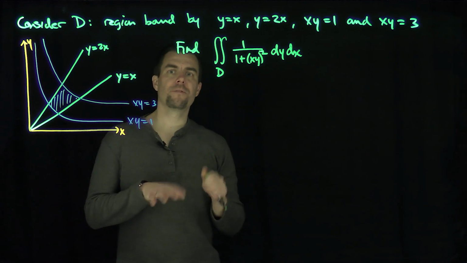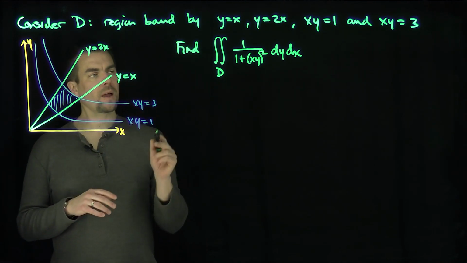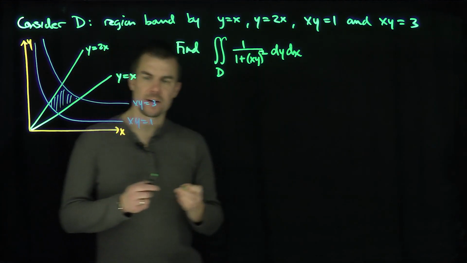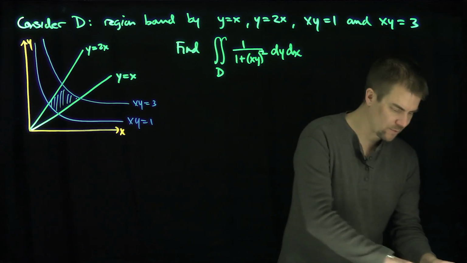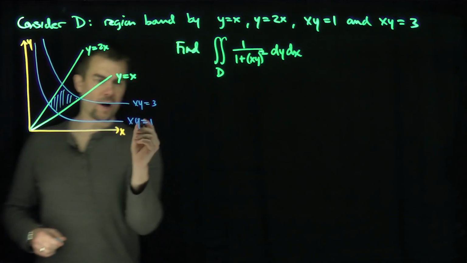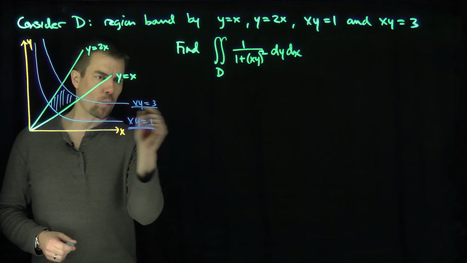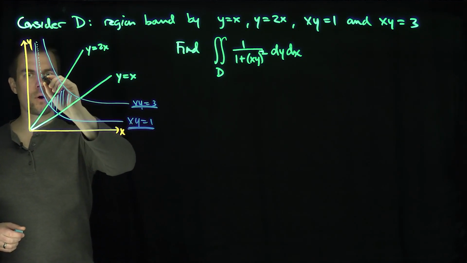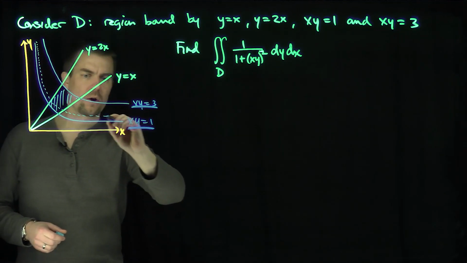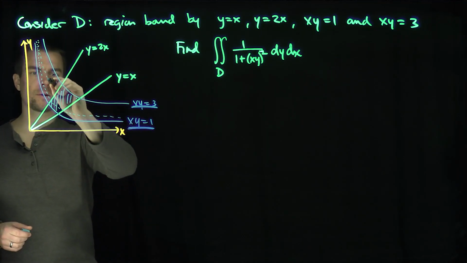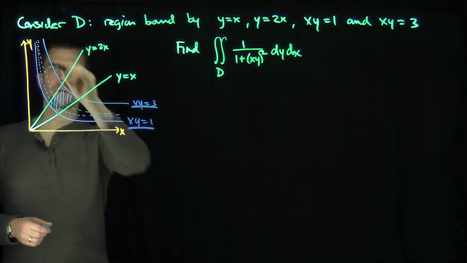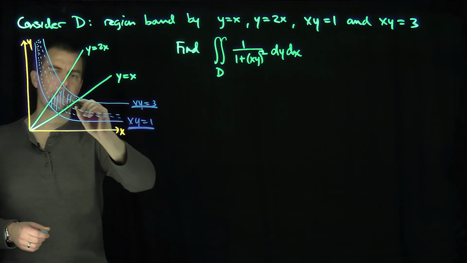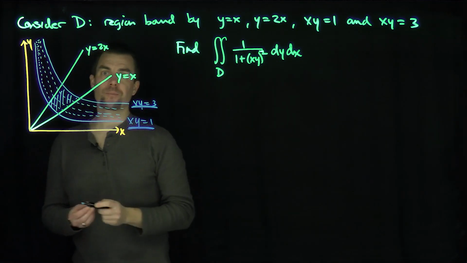What I can do to find this integral is the following. I can notice that if I look at this new variable x times y, it looks like x times y starts at 1 and goes to 3, right? So as x times y ranges from 1 to 3, we get a whole bunch of new hyperbolas that look like they go through that region.